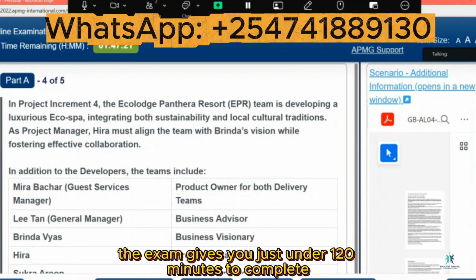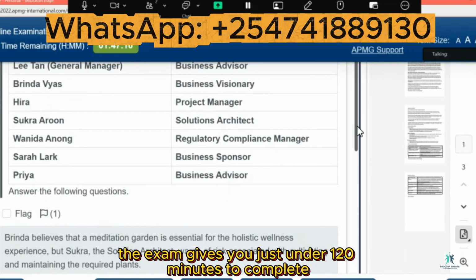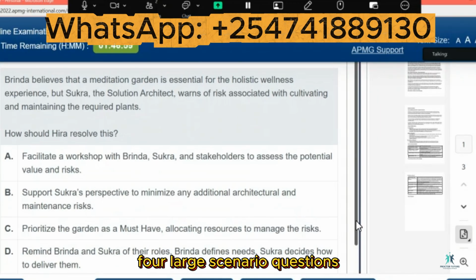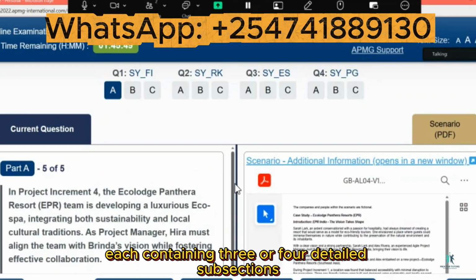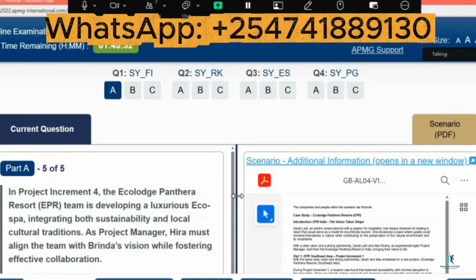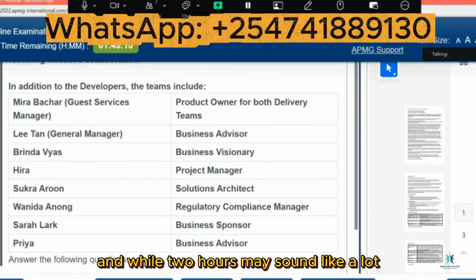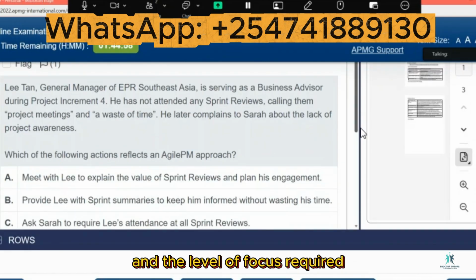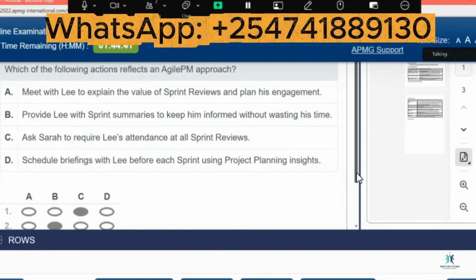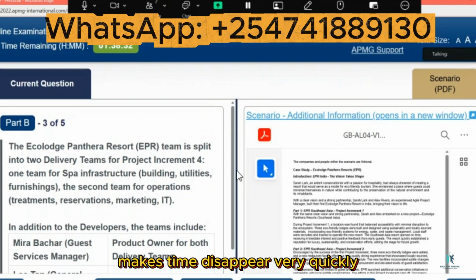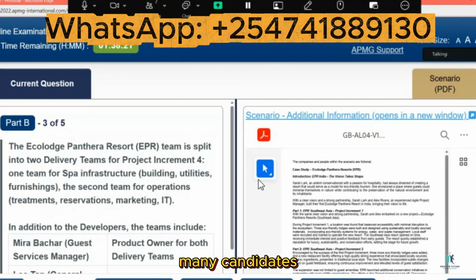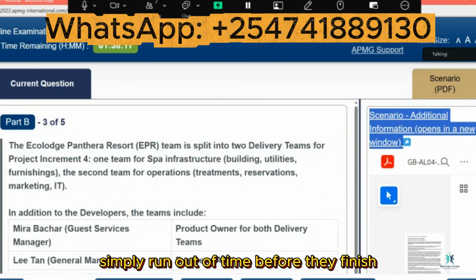The exam gives you just under 120 minutes to complete 4 large scenario questions, each containing 3 or 4 detailed subsections. And while 2 hours may sound like a lot, the pressure of the exam and the level of focus required makes time disappear very quickly. Many candidates simply run out of time before they finish.